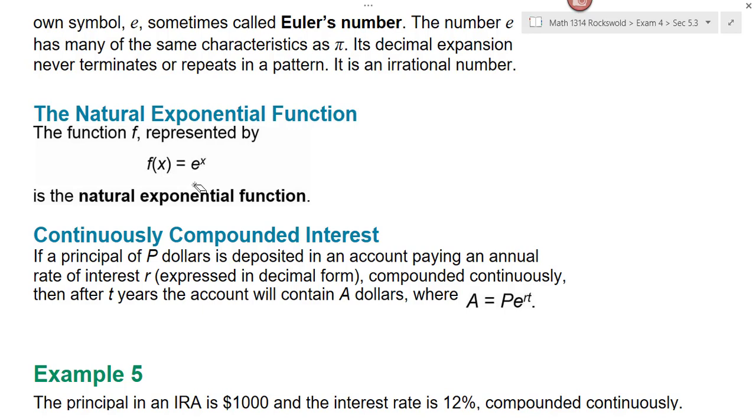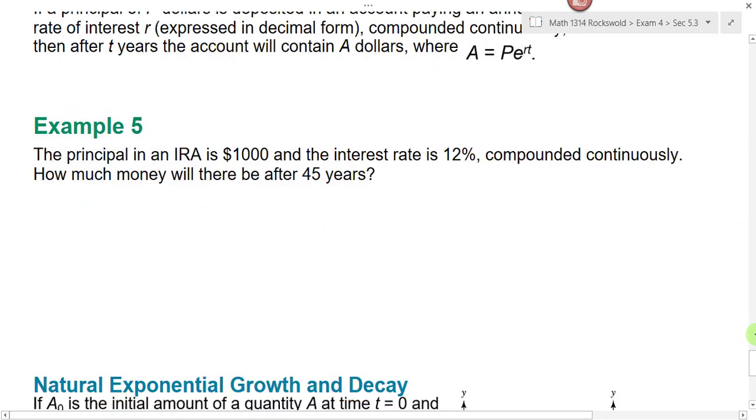When we compound continuously, if a principal of P dollars is deposited into an account paying an annual rate of interest R expressed in decimal form, compounded continuously, then after T years the account will contain A dollars, where A is equal to P e raised to a power of RT. Once again, your R has to be written as a decimal. In example 5, we're told that the principal in an IRA is $1,000 and the interest rate is 12%, compounded continuously. How much money will there be after 45 years?